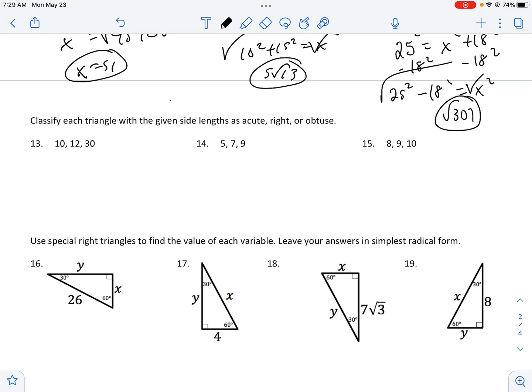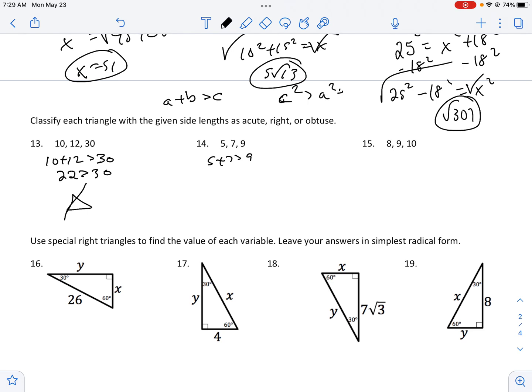All right. So first, for it to be a triangle, A plus B needs to be bigger than C. So we should check that. 10 plus 12, is that greater than 30? It is not, so this is not a triangle, so it's nothing. All right, 5 plus 7, is that greater than 9? It is, so now we just check.